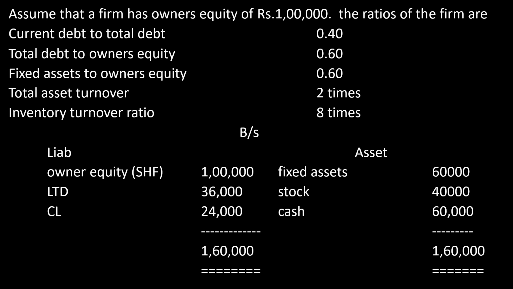Then asset turnover ratio. So we know what the total liability is here. The total liability will be the total asset as well, isn't it? So we will use this 1,60,000. Then inventory turnover ratio. Inventory is nothing but stock. So that's it. Your balance sheet is tallying.